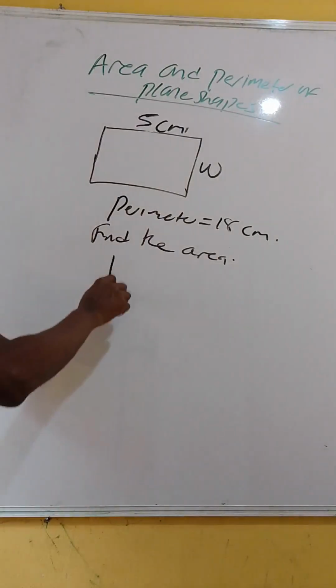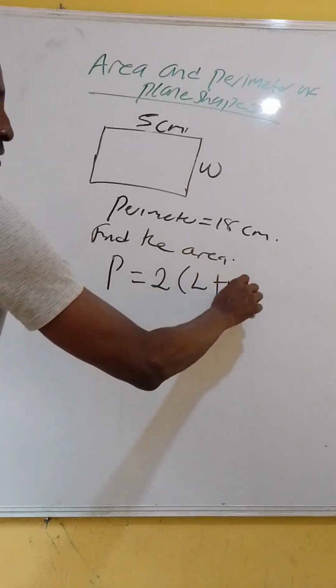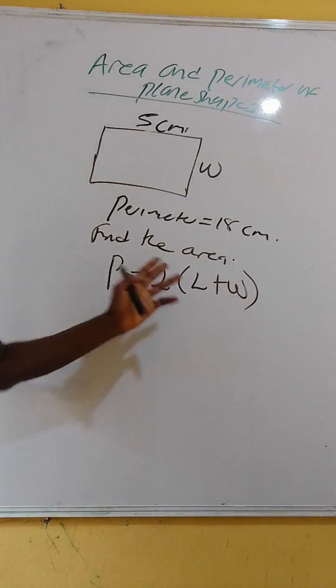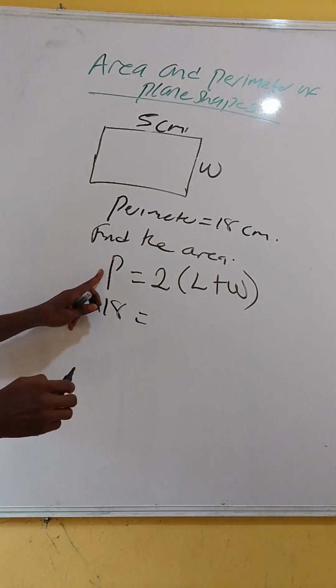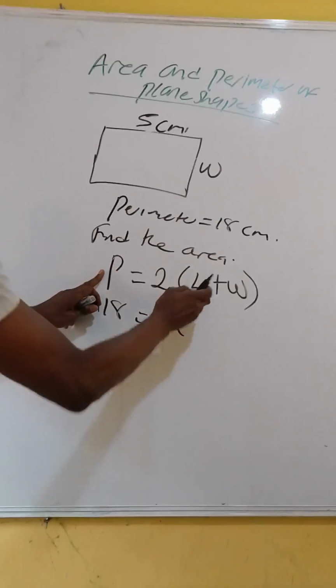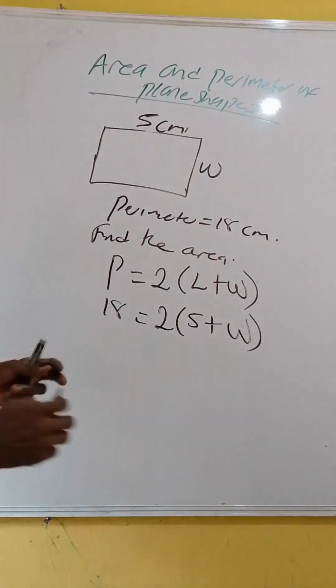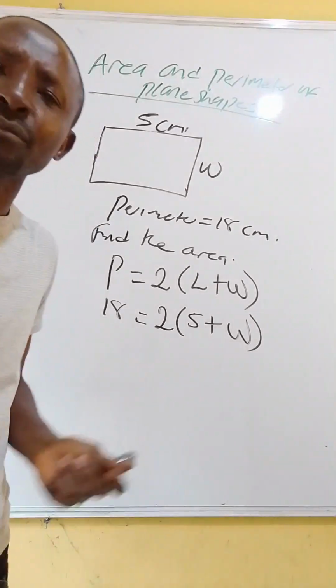Don't forget, perimeter is 2 multiplied by the length plus the width, or length plus the breadth. Now, children are like, okay, I don't know what to do here. Since I don't know, look at it. Perimeter is 18. This is what they gave us. 18 is the perimeter. 2 is already there. What is our length? Length is 5 plus the width. 5 plus the width cannot be added because you are not given any value there.